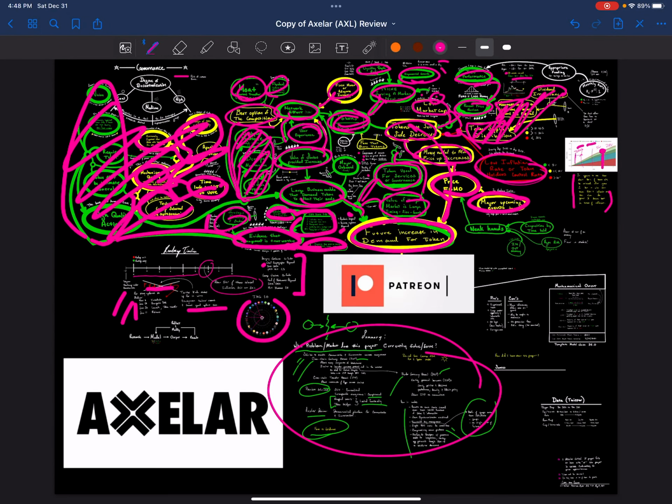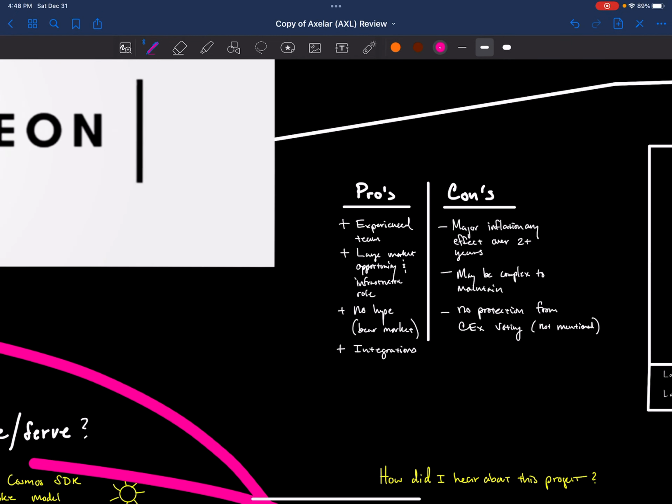All right, so final summary. Pros: experienced team, large market opportunity for a structural role. They're not under any hype right now. Crypto in general is not under any hype, so that is a solid thing there. We're in a bear market, so this is the best time to enter crypto right now. You're not going to get anyone hyping anything right now. Integrations are solid. The cons: major inflationary effect for 2+ years.